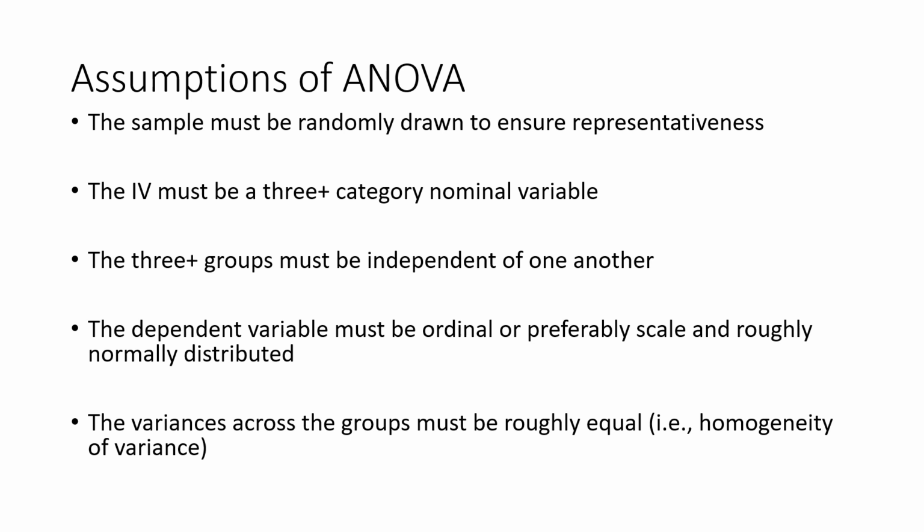And lastly, similar to the t-test, the variances across the groups must be roughly equal. So the spread of scores across the groups has to be more or less the same. And this is referred to as homogeneity of variance. And we test this similarly using Levene's test, as we learned about in the previous chapter.